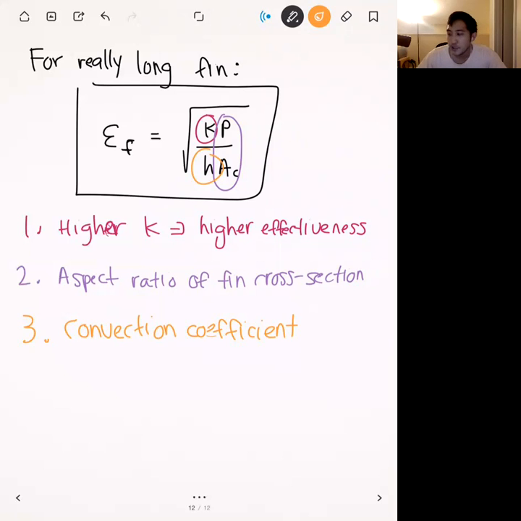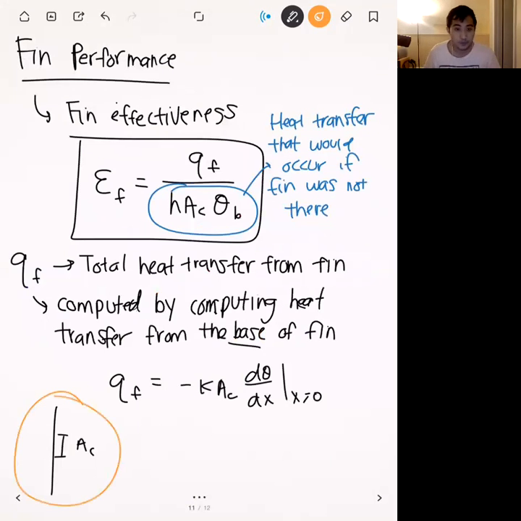comes back to this interpretation of effectiveness. Remember, effectiveness is the ratio between how much heat is being lost from the fin versus how much heat would be lost if that fin wasn't there. If you increase the amount of heat transfer from the fluid, it helps both situations. You make the fluid better, and it improves the fin situation, but it also improves the situation without the fin as well. So it improves this one too. Basically, what this is saying is that the better your fluid is at transferring heat, the less worth it it becomes to build the fin.